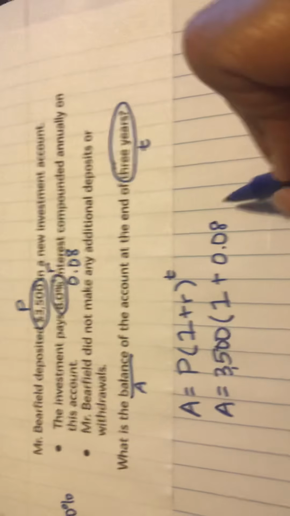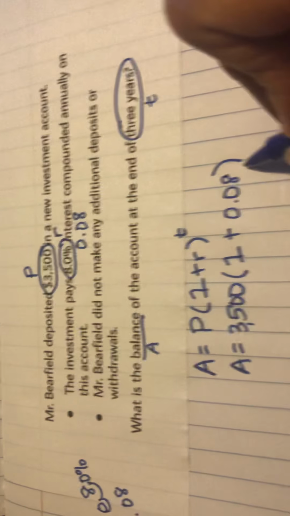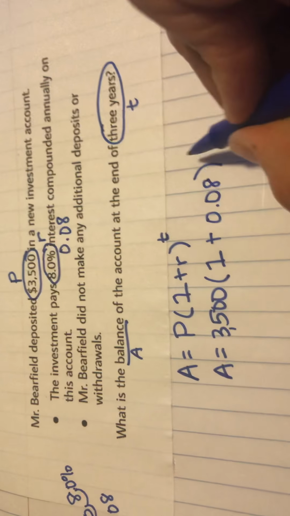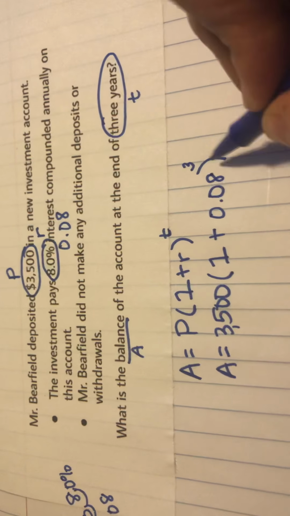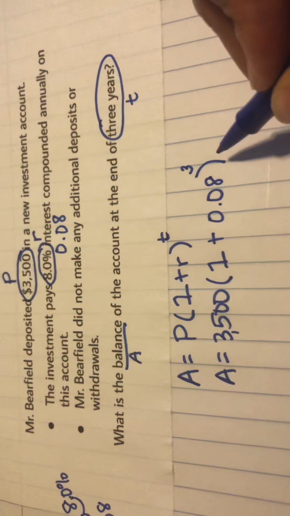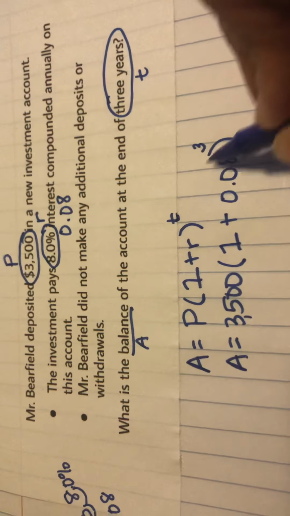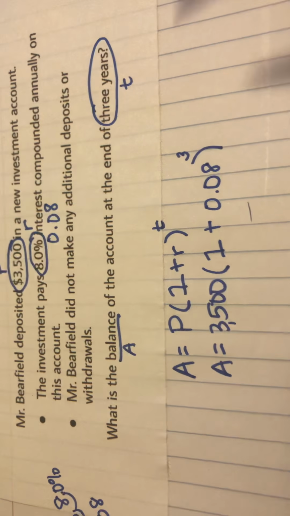Whoops, you can't see it. Kind of like in the classroom, haha. And raised to the power of time, which in this case is 3 years, okay? So I have an exponent of 3, and this is where it gets tricky. Because if you don't have a calculator, guess what you're doing to this right here, 1 plus 0.08. You're multiplying it by itself 3 times.